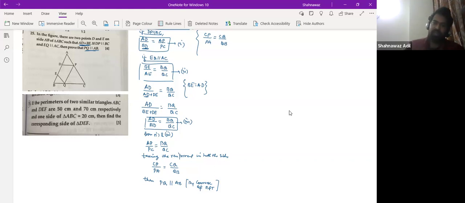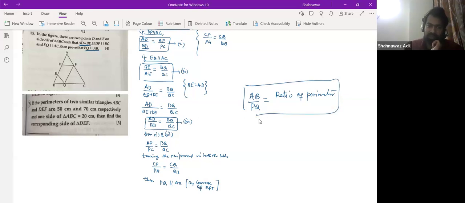What is that relation? The ratio of sides, let's say AB by BQ, is also equal to the ratio of perimeters. So if we go by this logic, we can just write 50 by 70, where one side is AB and the other BQ, and then 20 by, let's say, X. We can calculate this, right? So X is 20 into 7 by 5. 5 fours are 20, so this is 28. So the other side would be 28.